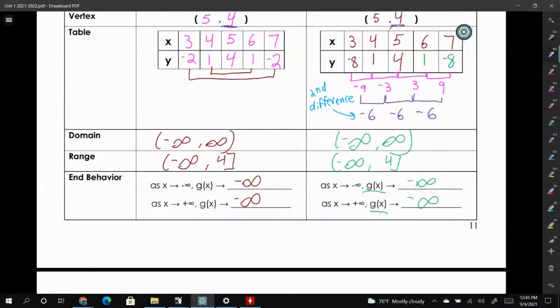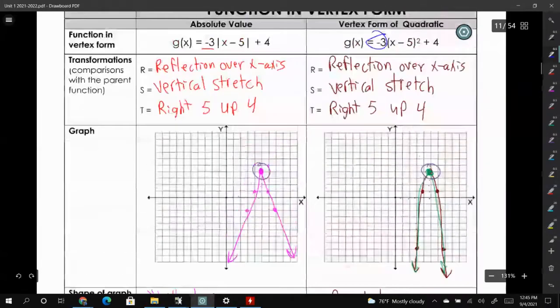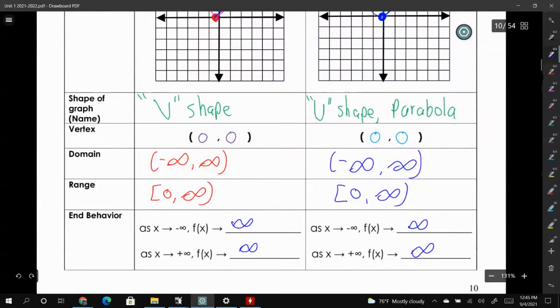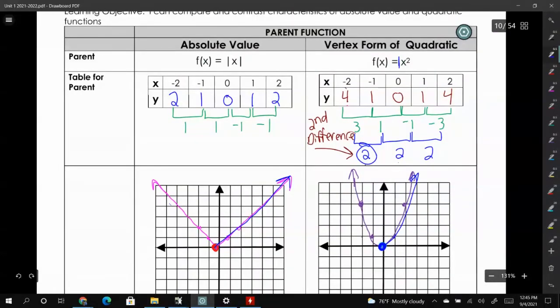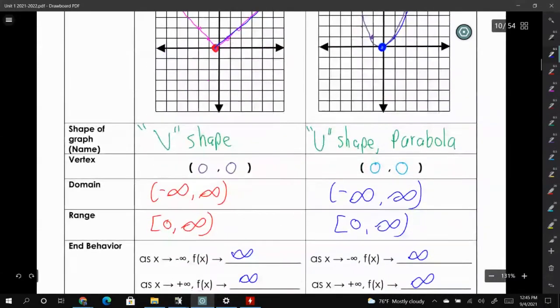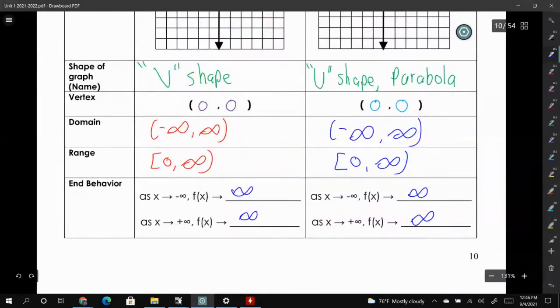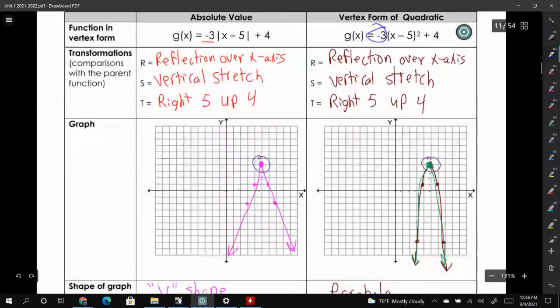Again, up here, look at our a value is negative here. Our range went from -infinity to the y coordinate of the vertex. Here, even though this was just the normal parent function, it opened upwards. Our range was the y value of the vertex, comma, positive infinity.